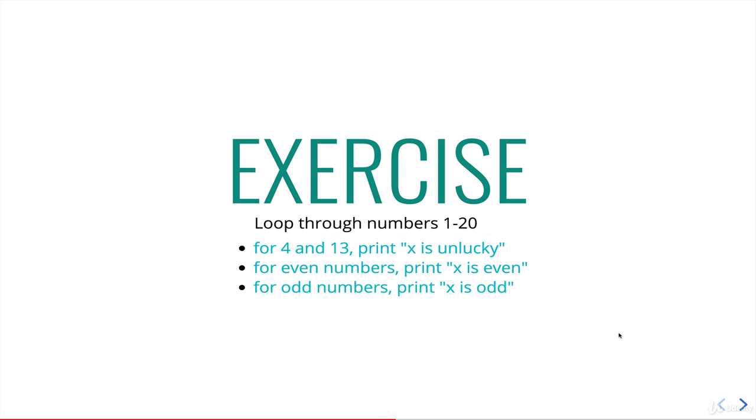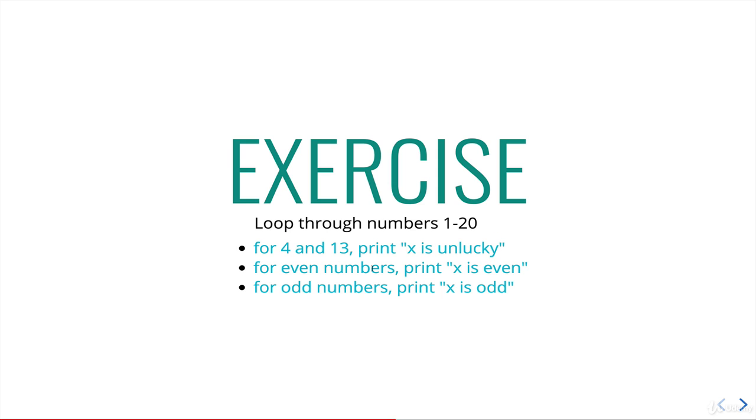Anyway, you're going to loop through the numbers 1 through 20. And I should mention it's inclusive, so it includes 20 and 1. And you're going to go through each, and if the number is 4 or the number is 13, you're going to print X is unlucky. So 13, at least in the US, is considered unlucky, and I know 4 is unlucky in Chinese culture. So if there's another unlucky number in your culture between 1 and 20, print X is unlucky for it.